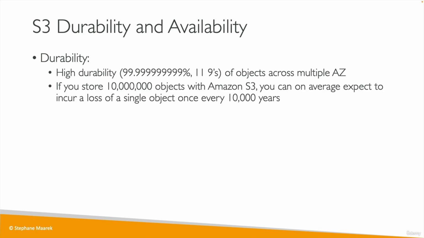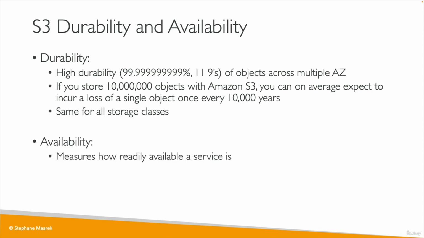So first, before we go into the classes, let's define the concept of durability and availability. Durability represents how many times an object is going to be lost by Amazon S3. And so Amazon S3 has a very high durability. It's called 11 nines, so 99.999999999%. That means that on average, if you store 10 million objects on Amazon S3, you can expect to lose a single object once every 10,000 years. So it's quite durable. And the durability is the same for all storage classes in Amazon S3.